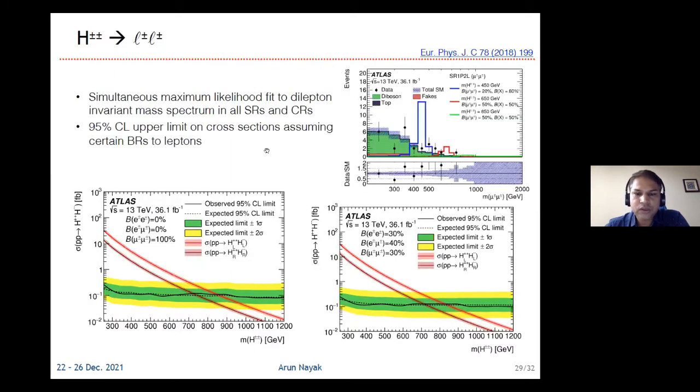Yeah, so this shows the limits. Here you basically do a search for the dielectron mass spectrum over the background, and the limits are obtained on that. This is the limit for 2 different scenarios.